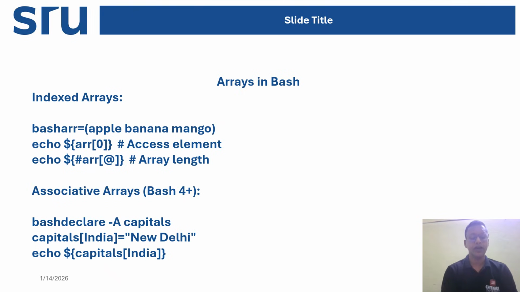Second one is associative array. Every associative array should start with one important line, that is declare -A capitals. Here capitals is the array name, and -A indicates it is an associative array. It is not an ordinary array, it is an associative array. Associative array means the elements are a combination of key and value pairs. Here is some example: suppose the capitals of India, capitals is the array name, India is the key, and the value is New Delhi. How to print that one? echo ${capitals[India]}. Automatically it displays the value, that is New Delhi.